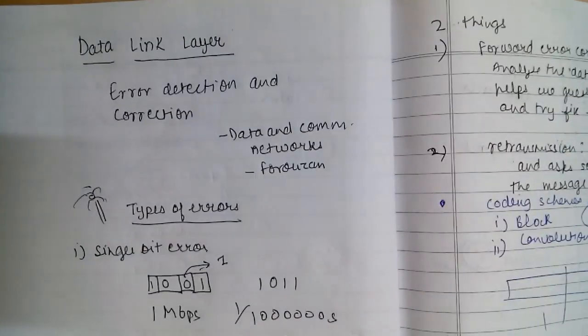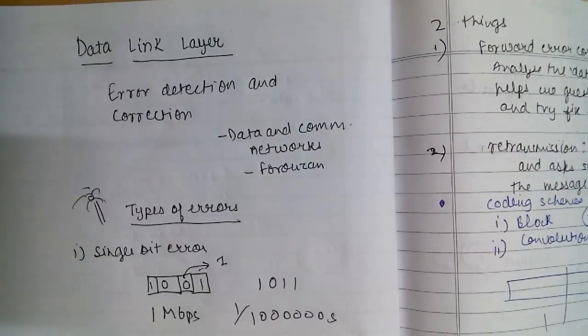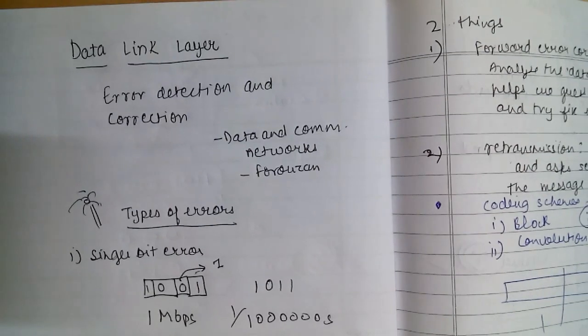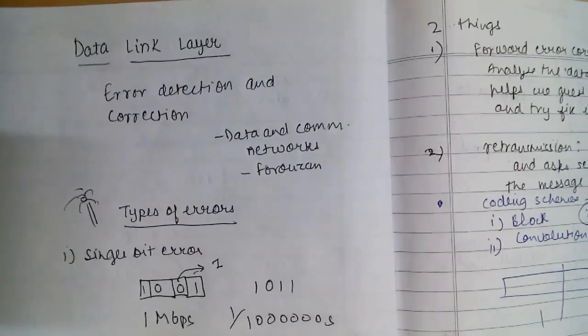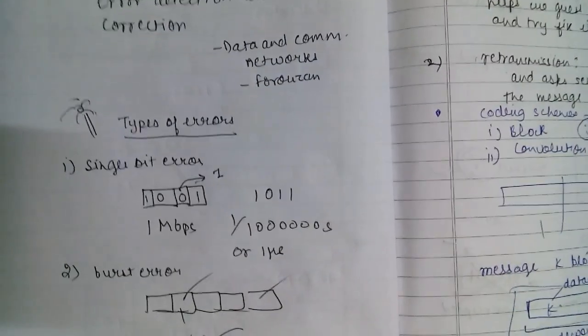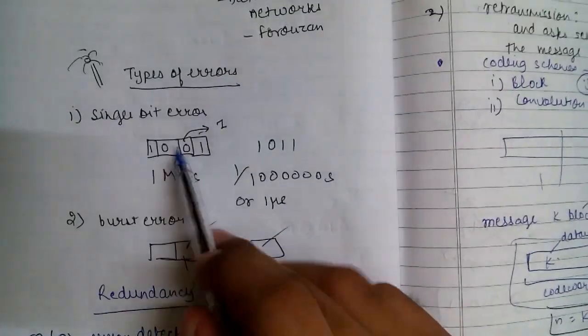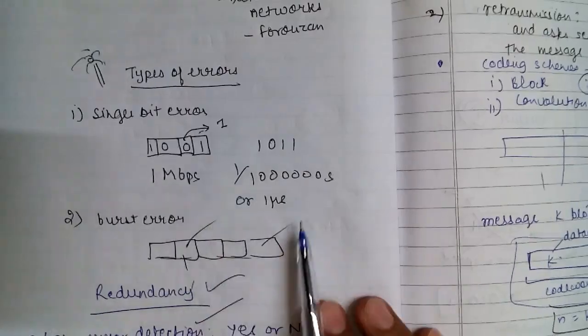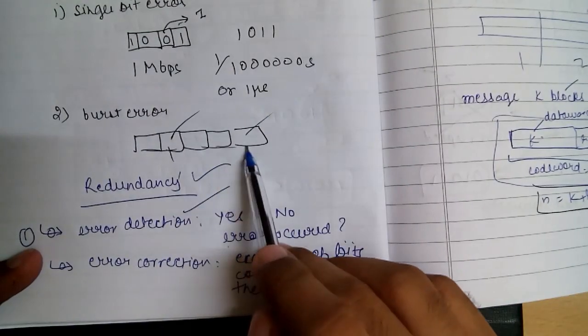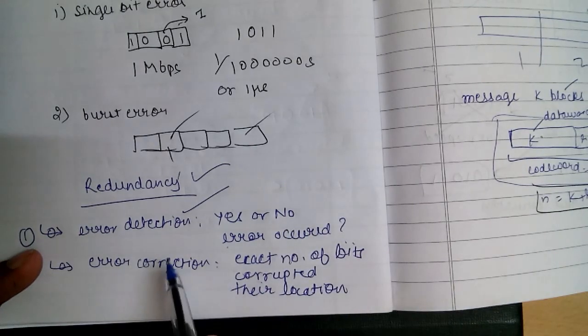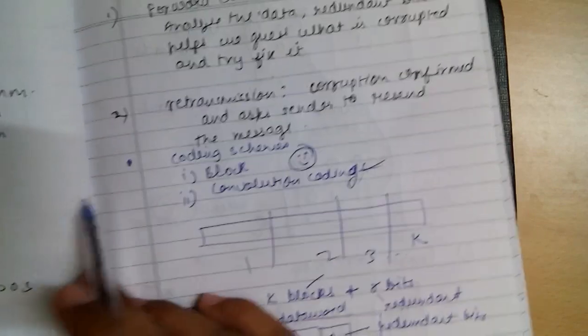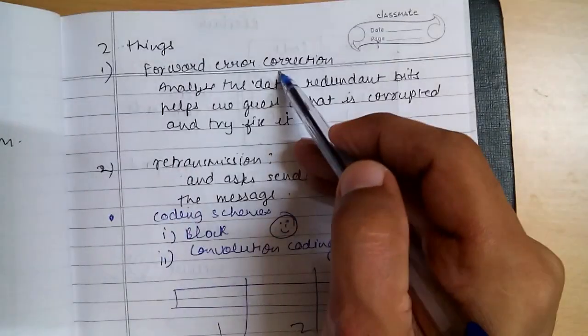Hi, welcome back everyone. This is our second video in the data link layer series, on the topic of error correction and detection. Let's first see what we talked about last time. We saw the types of error: single bit error, in which a single bit got corrupted, and burst error, in which multiple bits got corrupted. And to detect and correct those, we applied error detection and correction methods.